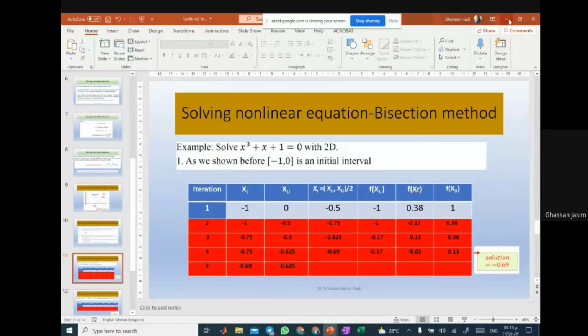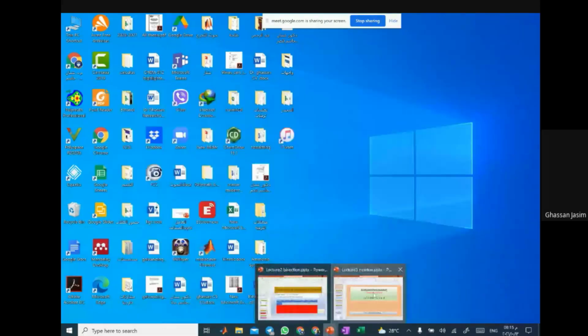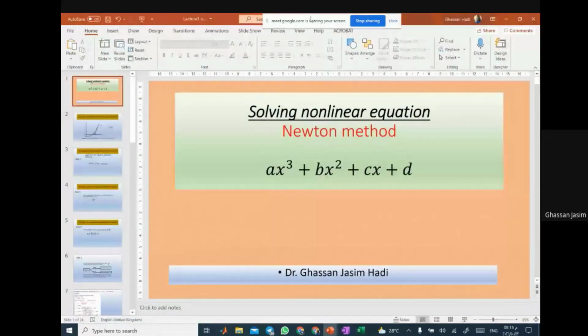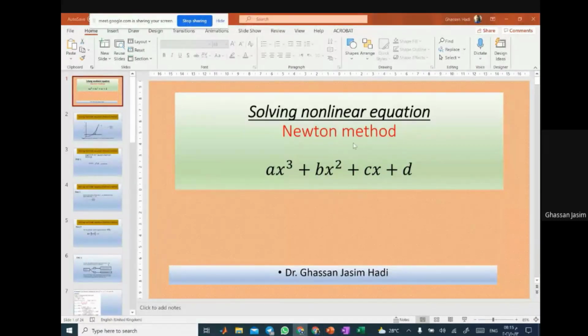Now today we have another technique in solving a nonlinear equation. This is named the Newton method, Newton-Raphson or Newton method. Also, it is used to solve nonlinear equations.